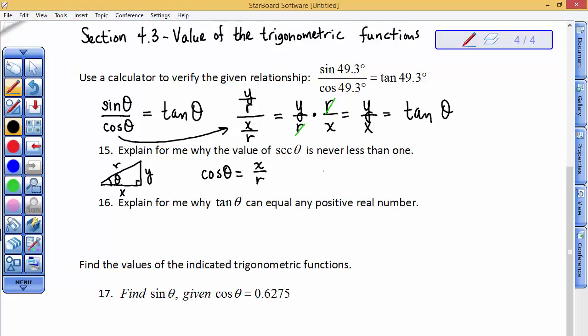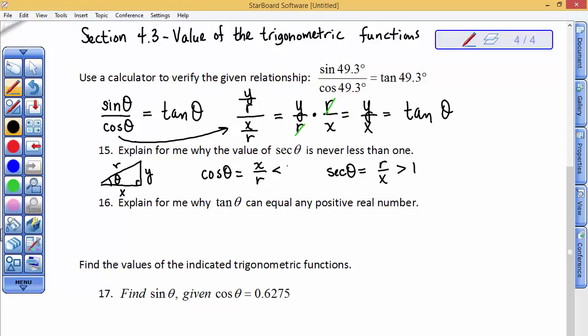I always like to remind you that the cosine of theta is x over r, and therefore the secant is its reciprocal, which is r over x. Would you look at this picture over here in this right triangle? The hypotenuse, which is opposite the right angle, is always the largest side in a right triangle because this is the largest angle in the triangle. These are always acute, or less than 90 degrees, and they add to be 90 degrees. So this being the largest angle, this is always the largest side. If you have the largest side divided by a smaller side, you're always going to have a number that's greater than 1. So never less than 1.